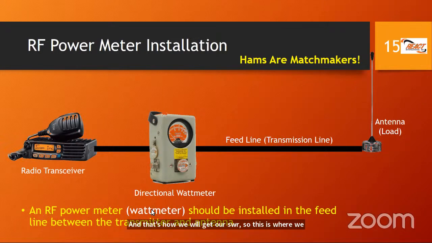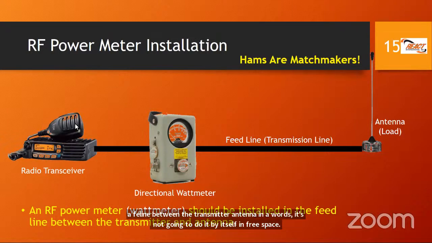An RF power meter or watt meter should be installed in a feed line between the transmitter and antenna. In other words, it's not going to do it by itself in free space. You have to put it in line. So yeah, that's a simple representation. You have your radio, you have your transmission line, and you have your antenna. But to measure, you need to stick this in the line, right?